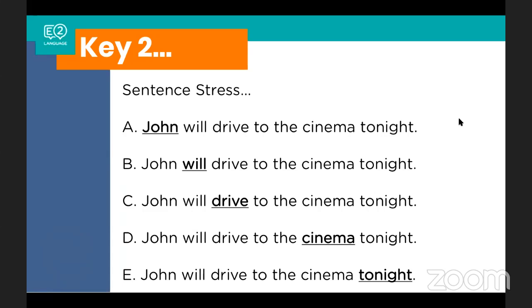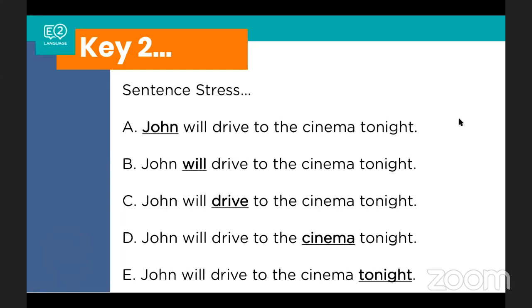And I'll say, oh, John will drive to the cinema tonight, putting emphasis on the person there. Or somebody might say, hey, is John sick? He's not coming to the cinema tonight. And I'll say, no, John will drive to the cinema tonight. Will. I put emphasis on the will aspect of the sentence.